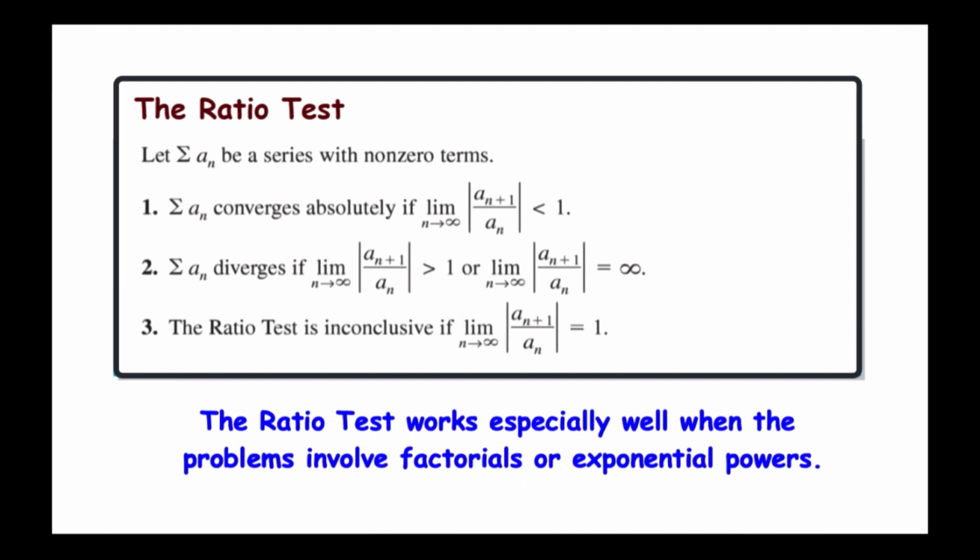Okay, the ratio test. Ratio test works especially well when you've got factorials. And if you've noticed, a lot of your formulas coming up later in the chapter are littered with factorials. Or if you have exponential powers, the ratio test is the way to go. Out of the 10 tests, this may be the most important of them all. I think it gets used the most. It's definitely top 3, but I think the ratio test gets used the most. So it's important. Here's what it says.